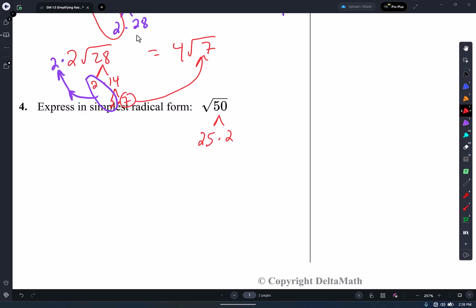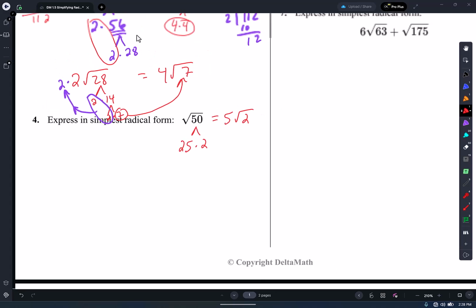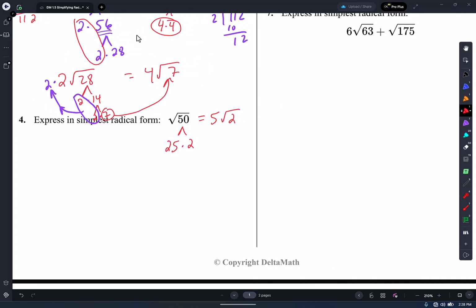Do you know what the square root of 25 is? Yeah, so look, you got the answer right off the bat. This is the same thing as 5 root 2. Did that make sense, guys? Okay. Would you have gotten the answer if you would have gone the long way? Yes. Actually, the long way divided by 2, you get the answer right off the bat also.